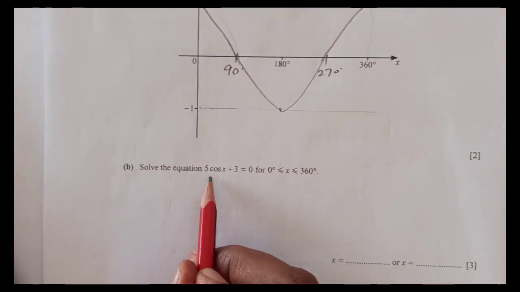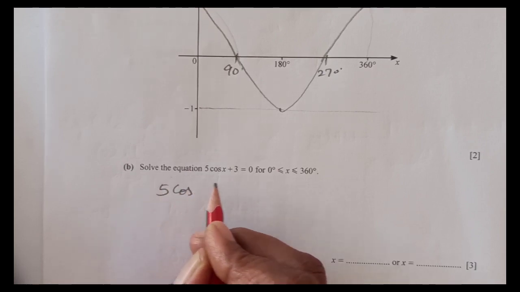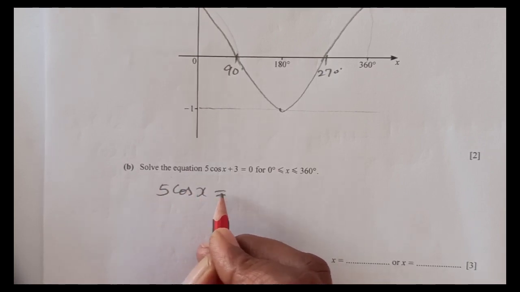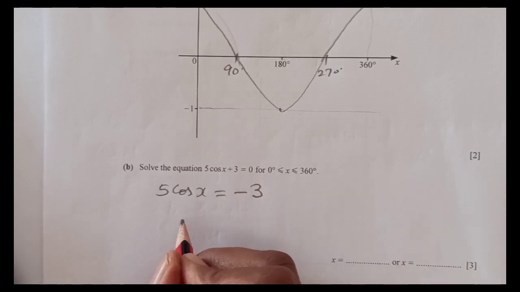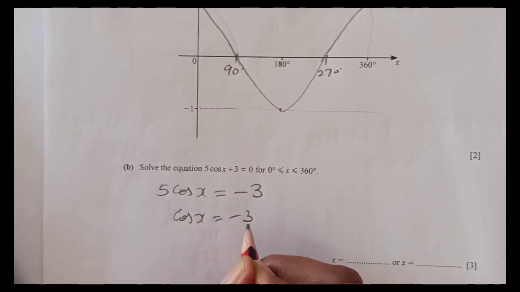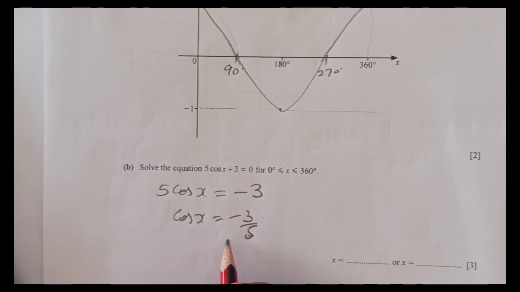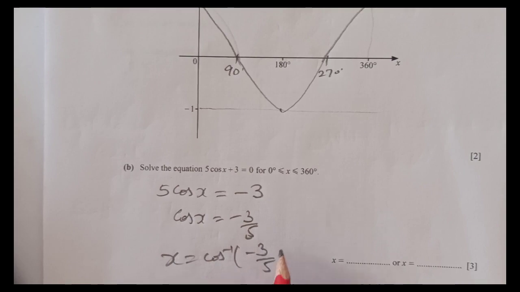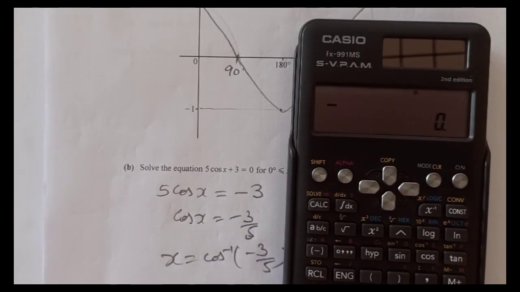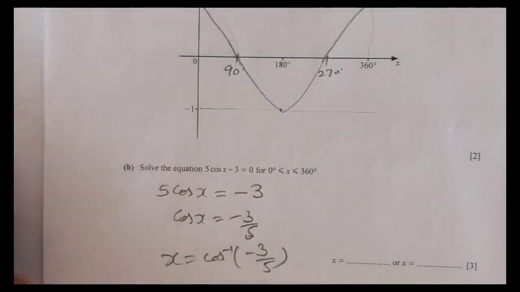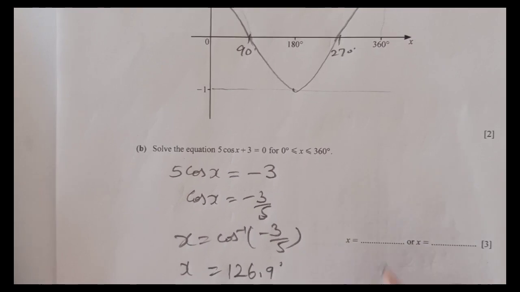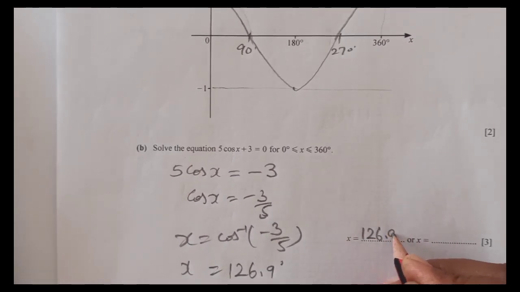Now solve the equation 5 cos x plus 3 equals 0. Taking negative 3 to the other side, this becomes negative 3 over 5. So the value of cos x is negative 3 over 5. So x is going to be cos inverse of negative 3 over 5. Let's see, cos inverse of minus 3 divided by 5. This is 126.9. So one value is 126.9 degrees.